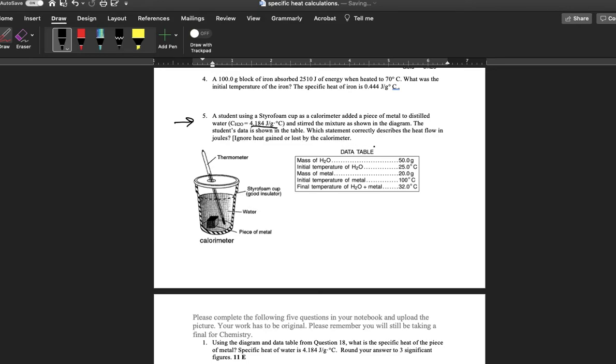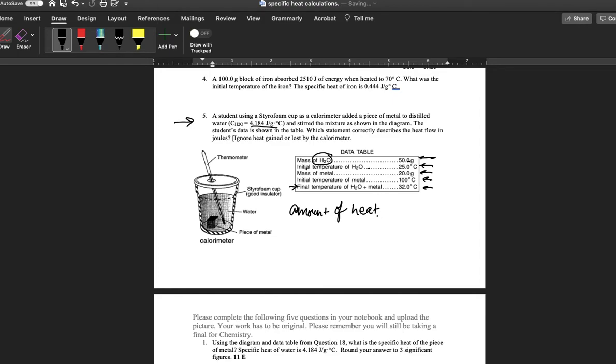So here you are given mass of water, initial temperature of water, mass of metal, initial temperature of metal, and final temperature of water plus metal. Okay, so here you can use all the data with water, like mass of water, initial temperature of water, and then final temperature of water, and calculate the amount of heat.